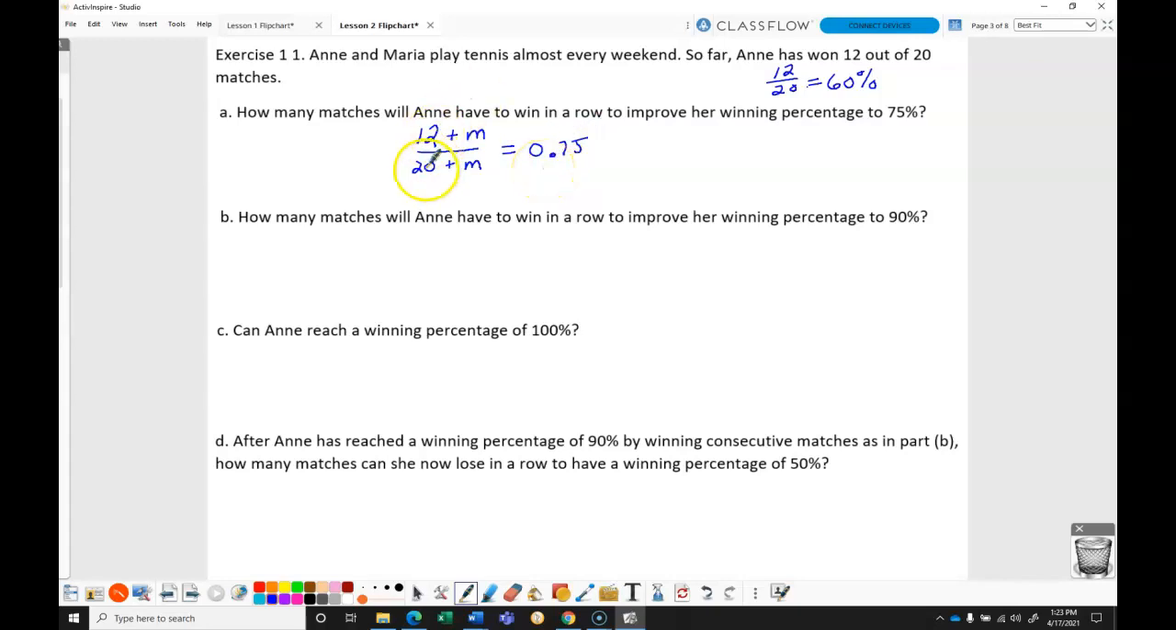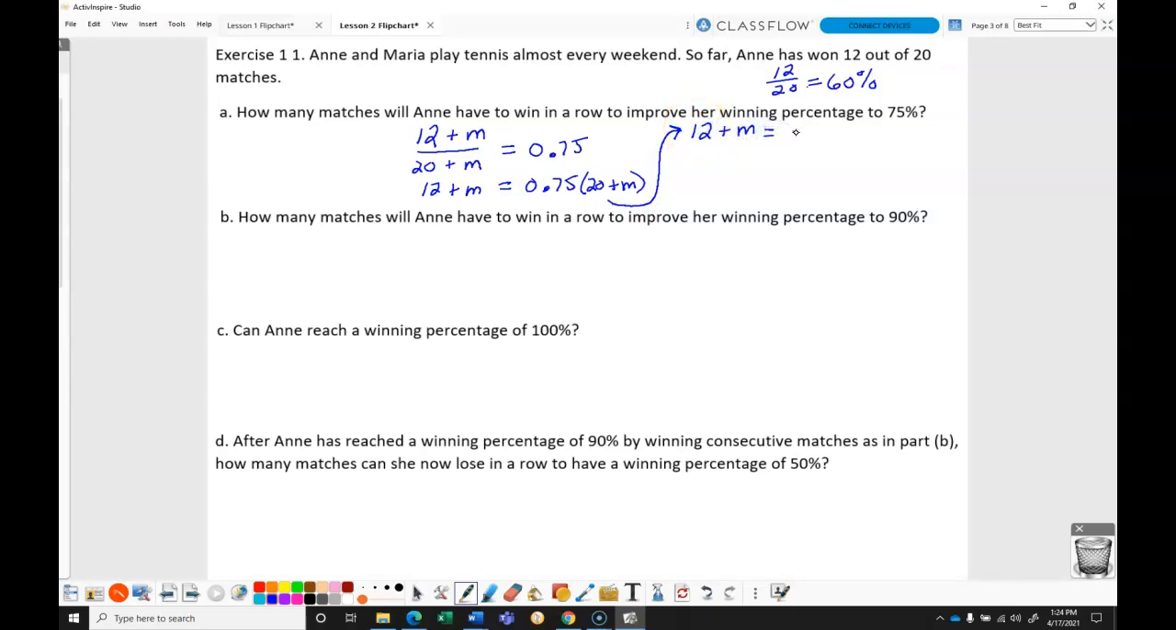Okay, so I'm going to multiply both sides by the 20 plus m. So I get 12 plus m equals 0.75 times 20 plus m. And I'm going to go ahead and solve this. Okay, I'm running out of room here, so I'm going to go up here and solve it up here. So I'm going to leave the 12 plus m alone for right now.